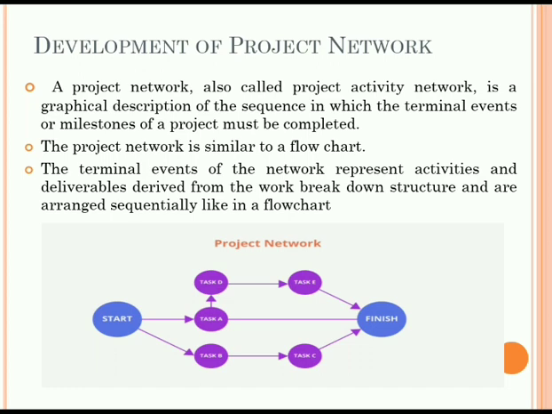A project network, also called a project activity network, is a graphical description of a sequence in which the terminal events or milestones of a project must be completed. The project network is similar to a flow chart. The terminal events of the network represent the different activities and deliverables. They are derived from the work breakdown structure, and they are arranged sequentially like in a flow chart. A project network can be created using techniques like Gantt chart, PERT chart, or critical path management also.